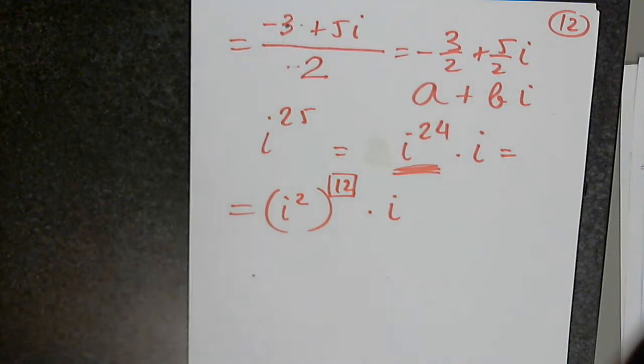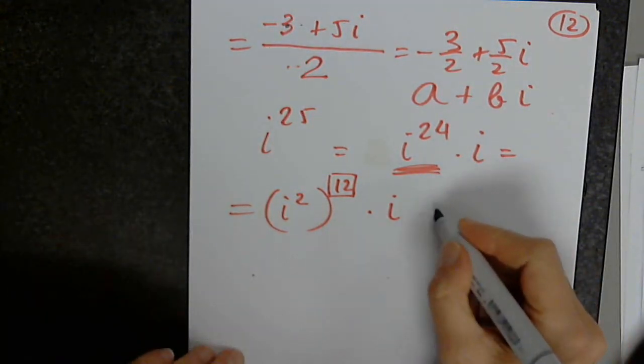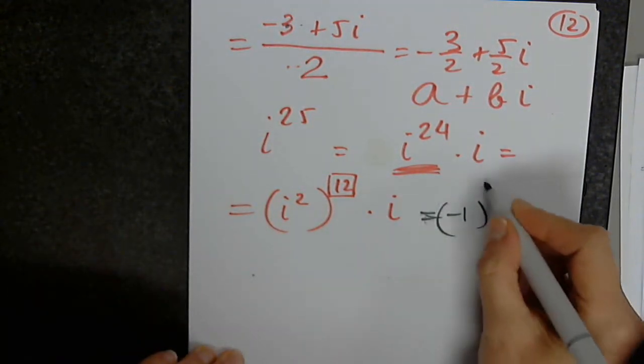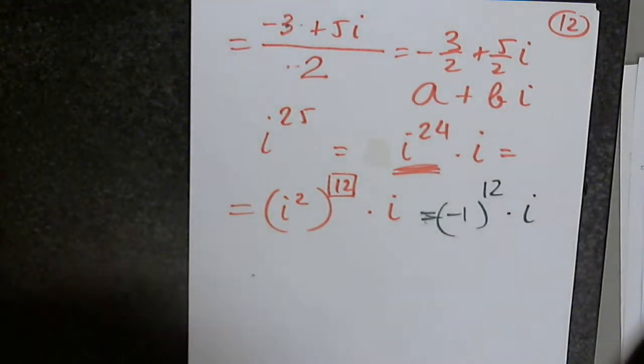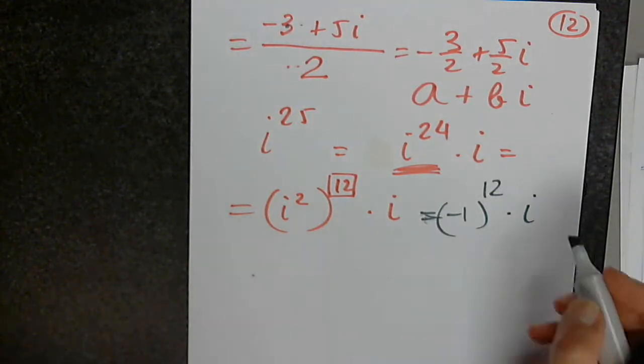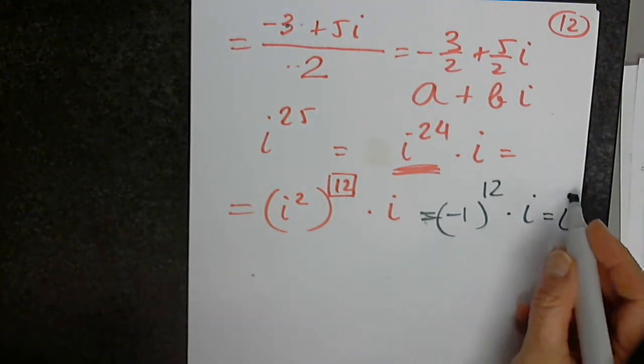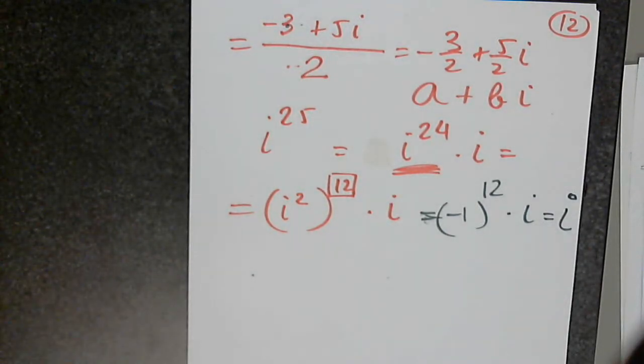Now I replace i squared by what it equals to. What does it equal to? -1. So I have -1 raised to the 12th power times i. Now all I have to think is -1 to the 12th power, is it +1 or -1? That's all. It's +1 because the power is even. So then the answer is i, because it's 1 times i.